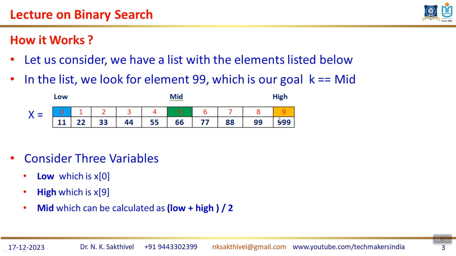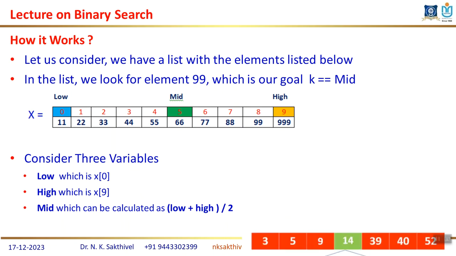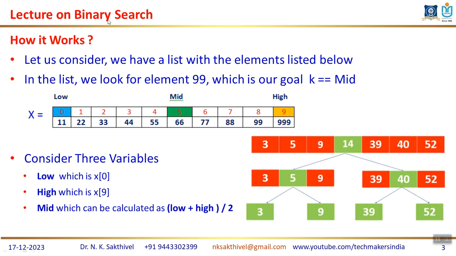According to this example, low is x of 0, high is x of 9, and mid is (0 plus 9) by 2, which is 4.5. So that is 5. Mid is equal to 5, it is taken. Or we can take 4 also. According to this example, there are 10 elements, 0 to 9. So it takes mid as 5. Like this, binary search calculates low, high and mid before starting the task. This is a very important step we want to understand. Based on this, I would like to execute how binary search works.